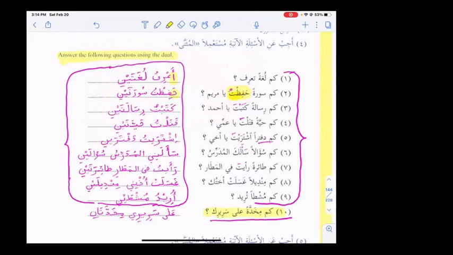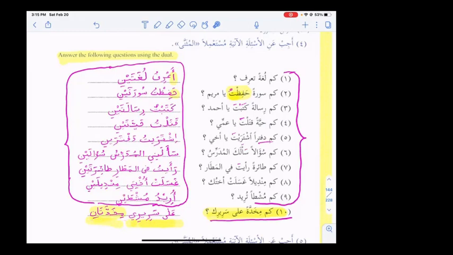Kam mikhaddatan. How many pillows on your bed? Saririka. Ala sariri, on my bed. مخدتان. So what is مخدتان? You will say ala harf jar, sariri ism majrur وهو مضاف and ya مضاف إليه. مخدتان مبتدأ. This is ala sariri jar majrur shibu jumla khabar, and مخدتان is mubtada.